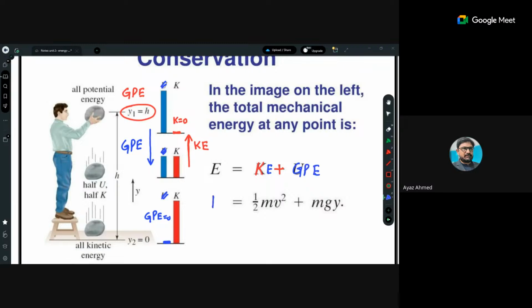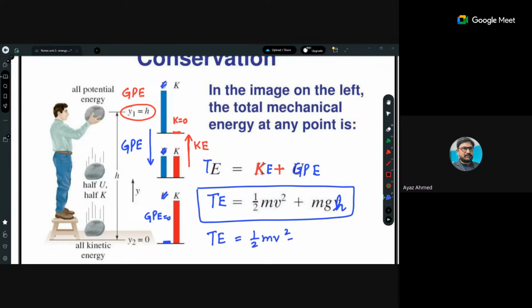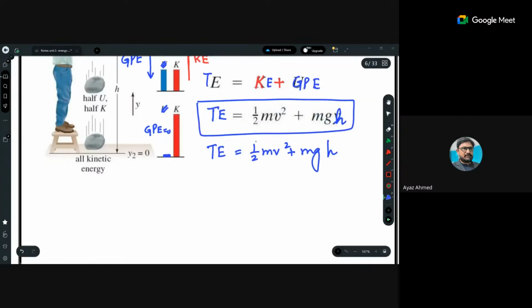So that is the total energy. TE, total energy, is equal to 1 by 2 mv square plus mgh. Right, so the formula for total energy is 1 by 2 mv square plus mgh. So simply speaking, if your kinetic will be 0, potential will be maximum. Here at this stage kinetic is maximum and potential is 0, and at the height potential is maximum, kinetic is 0. Is this clear to you?